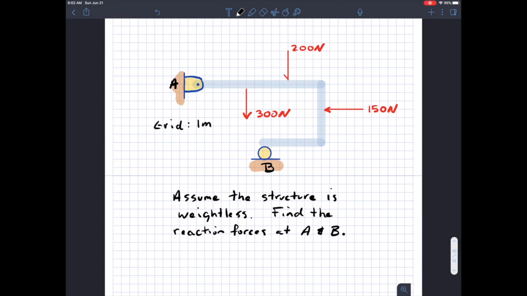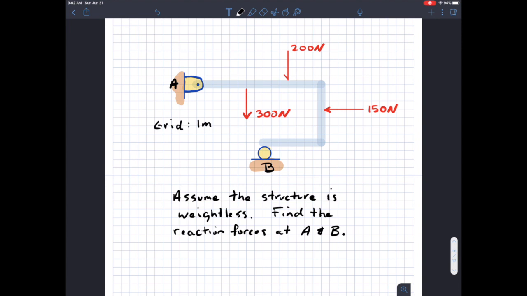Okay, in this problem, we're applying the same principles that we've been doing before where we looked at beams, but this time we're going to do a more complicated structure and show how you can use the same kind of principles to solve the problem. Okay, so in this problem, we have a structure that's on a grid. Think of this as made out of steel, and it's got this kind of crazy looking shape.